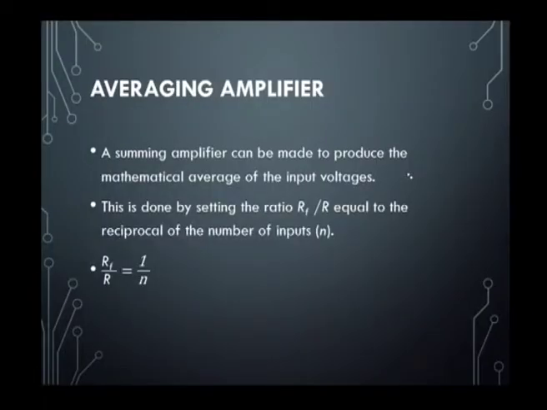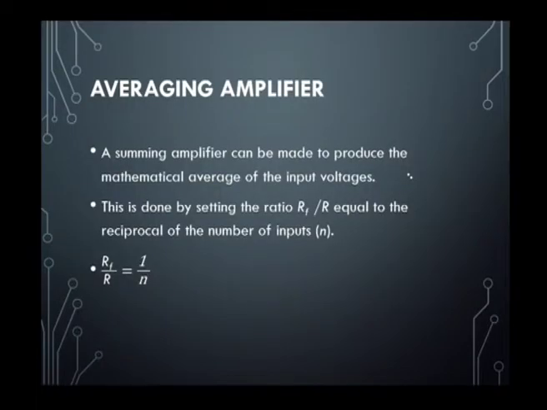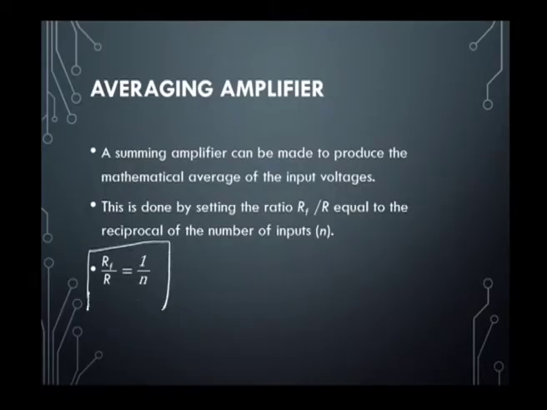Next, another version of the summing amplifier. The summing amplifier is the basic one for the averaging amplifier. So, keeping in mind, with the help of the summing amplifier only we are able to get this averaging amplifier. This is done by a small modification, that is setting RF by R equal to the reciprocal of the number of inputs. That is what we need to change in the resistor values, that the RF and R ratio should be equal to the reciprocal of the number of inputs to the circuit. That will be helpful for an averaging amplifier. This is the setting that we need to remember for the averaging amplifier.